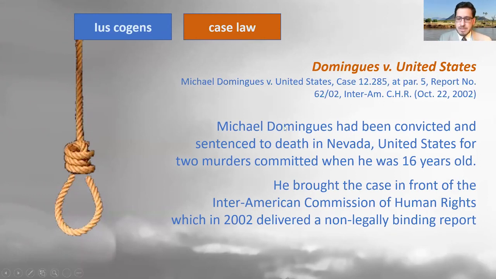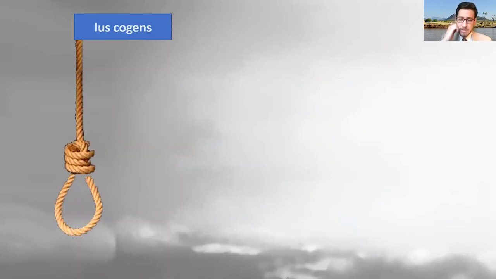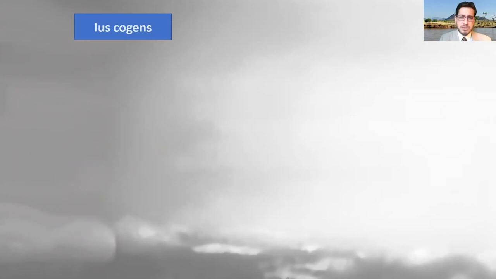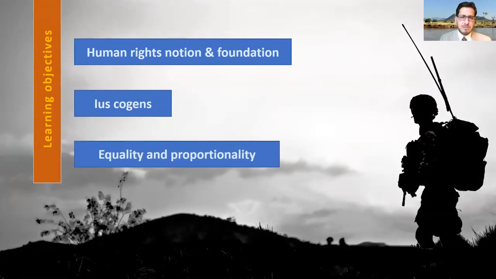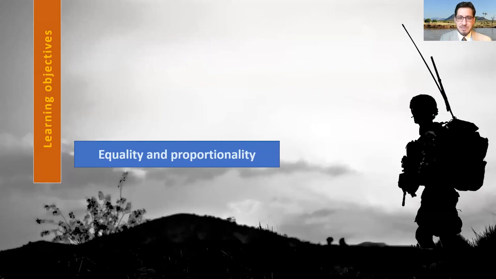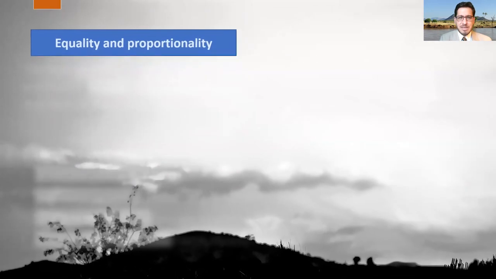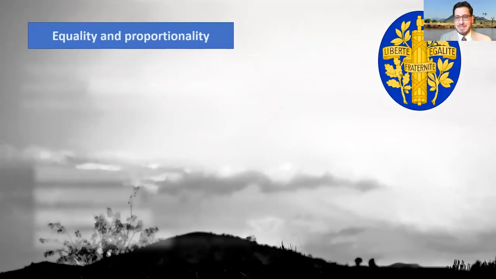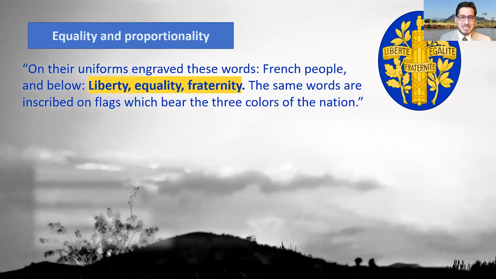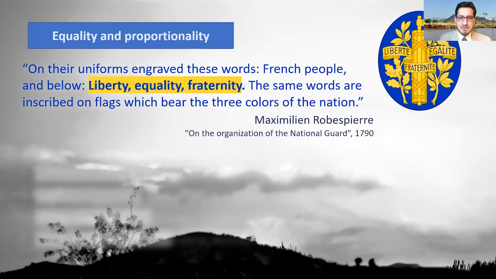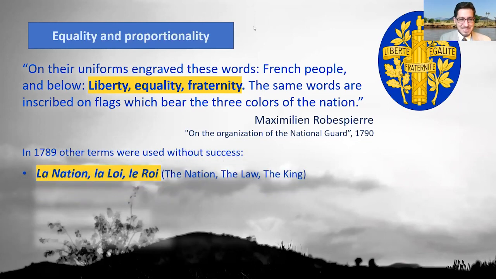I want to show you at least one part that you will have to read, and an optional reading also, if you want to go deeper. Now, just a mention of this, because we will develop it in the next lecture: the slogan of the French Revolution, Liberté, Égalité, Fraternité, you remember? This was part of a speech of Maximilien Robespierre on the organization of the National Guard. He was a great speaker, and he said, on the uniform engrave these words, French people, and below, liberty, equality, fraternity. The same words are inscribed on flags which bear the three colors of the nation.